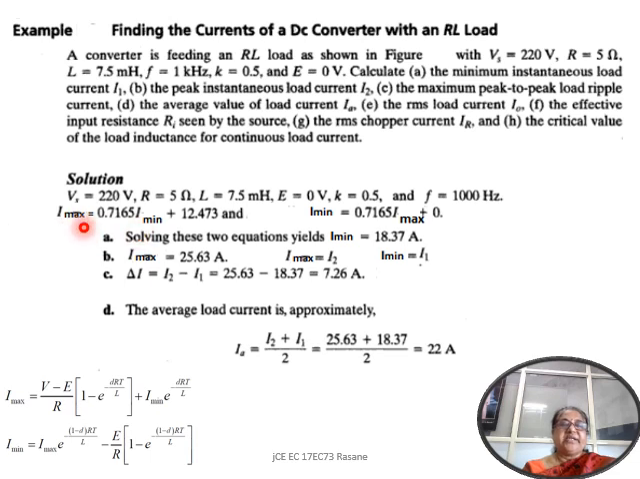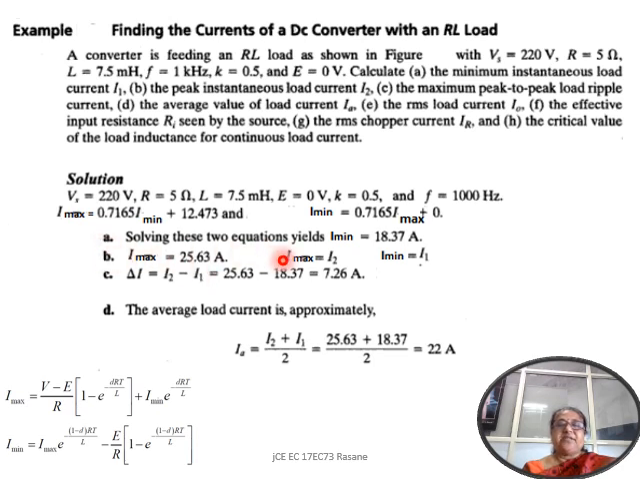So we are getting I max as 0.7165 I minimum plus 12.473, and I minimum in terms of I max. So use this formula and you should be getting 0.7165 I max plus a constant. So solving them, you will get I minimum as 18.37 and I max as 25.63, which is part A and part B of the question.